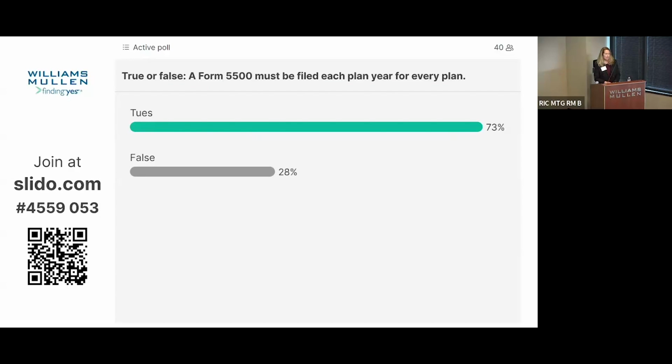There are certain exceptions for fully insured small plans, certain types of plans that really may seem like an ERISA plan, but aren't ERISA plans. So there can be exceptions to that rule. And we will touch briefly on some of those exceptions.